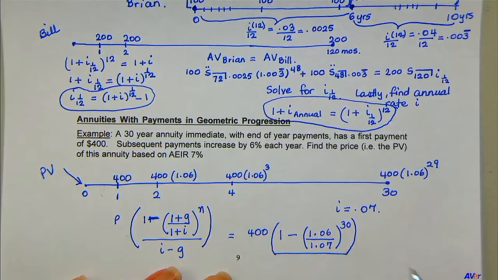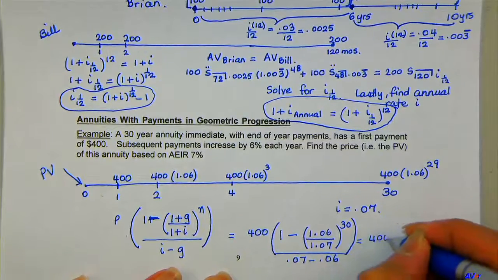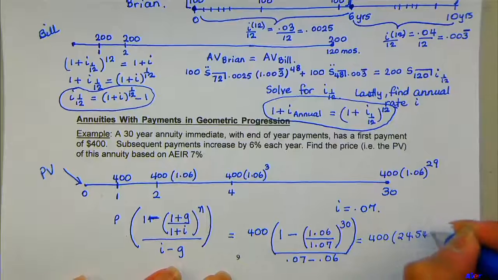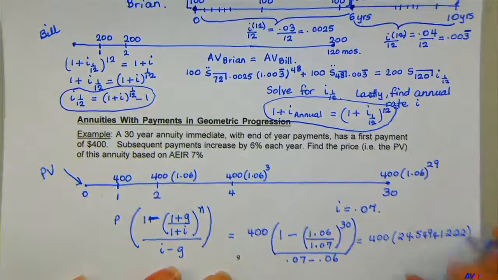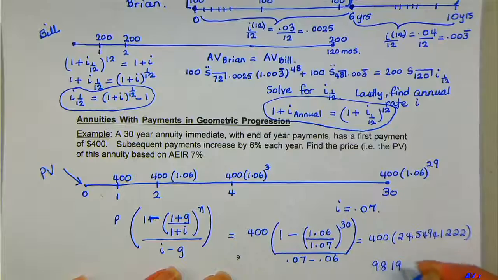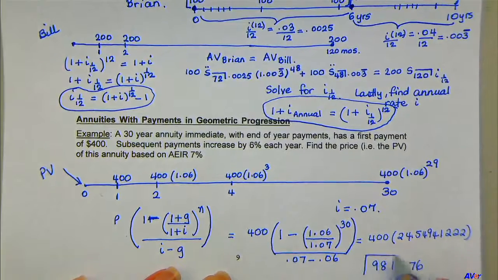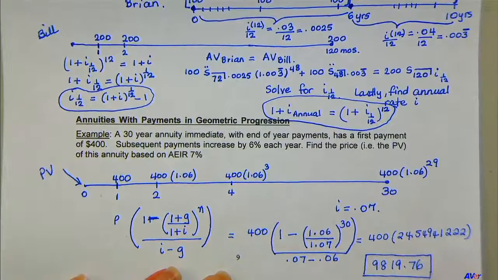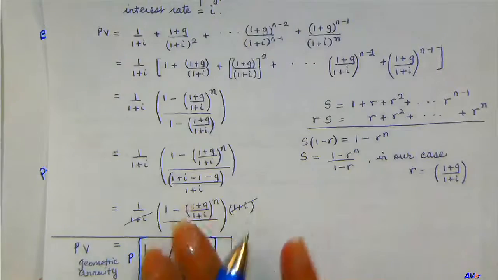Divided by I minus G. I is 7%, G is 6%. So this turns out to be 400 times 24.54941222, and your answer is 9819.76. It's purely a plug-in after you realize that it's geometric, and you plug into the present value of the geometric annuity formula. Get it? Would I ever expect you to reproduce this thing right here? The answer is no. Just understand it one time and then start using the formula.